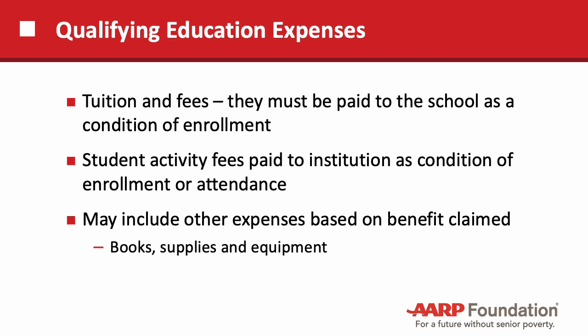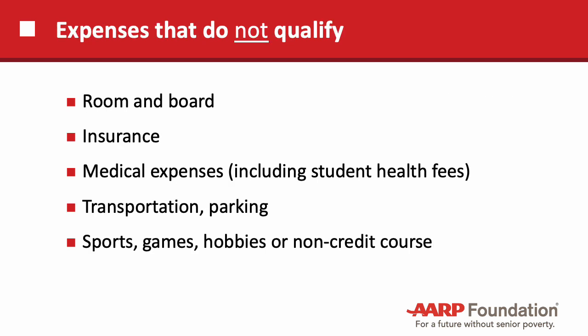What are qualifying education expenses? Well, tuition and fees, but they must be paid to the school as a condition of enrollment. Student activity fees, also paid to the institution as a condition of enrollment or attendance. And expenses may include books, supplies, and equipment. Expenses that don't qualify are room and board, any insurance, medical expenses including student health fees, transportation, parking, sports, games, hobbies, or non-credit courses.